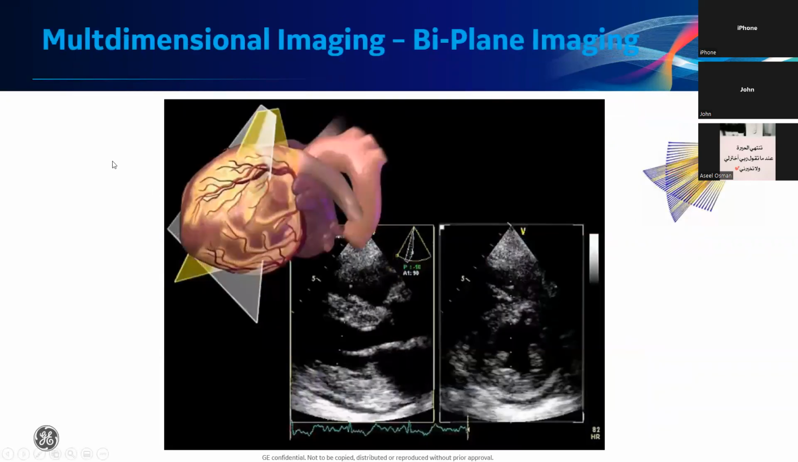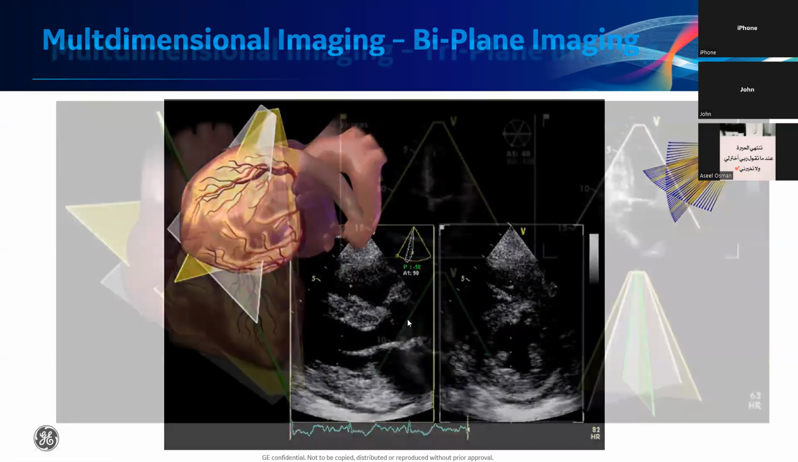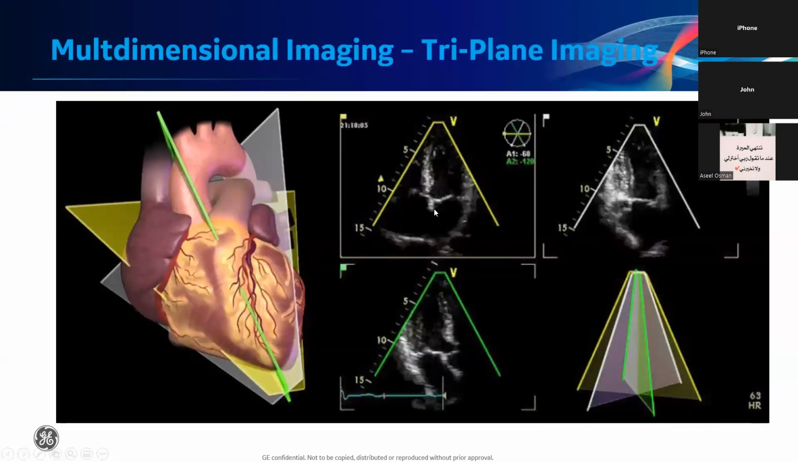So one example again of quick visualization and navigation is multi-dimensional imaging or biplane imaging, where you can have a long axis and a short axis at the same time, regardless of the field of view, whether it's transthoracic or transesophageal. If you're doing apical views, triplane imaging can also be very helpful, or even for TEE views, you can have a 4-chamber, 2-chamber, and a 3-chamber view all simultaneously.